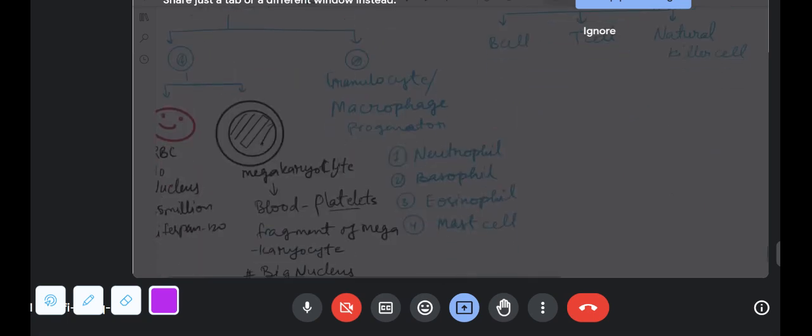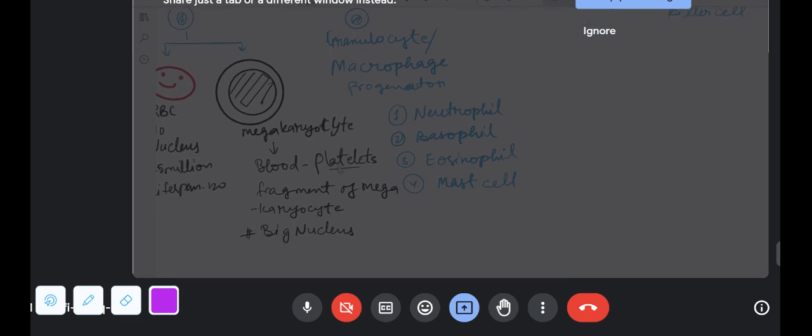So you just remember here, from where do you get the macrophage? I forgot to write macrophage also. The macrophage will be coming from the monocytes. I didn't write monocytes. This monocyte can give macrophage, or it can form a dendritic cell.